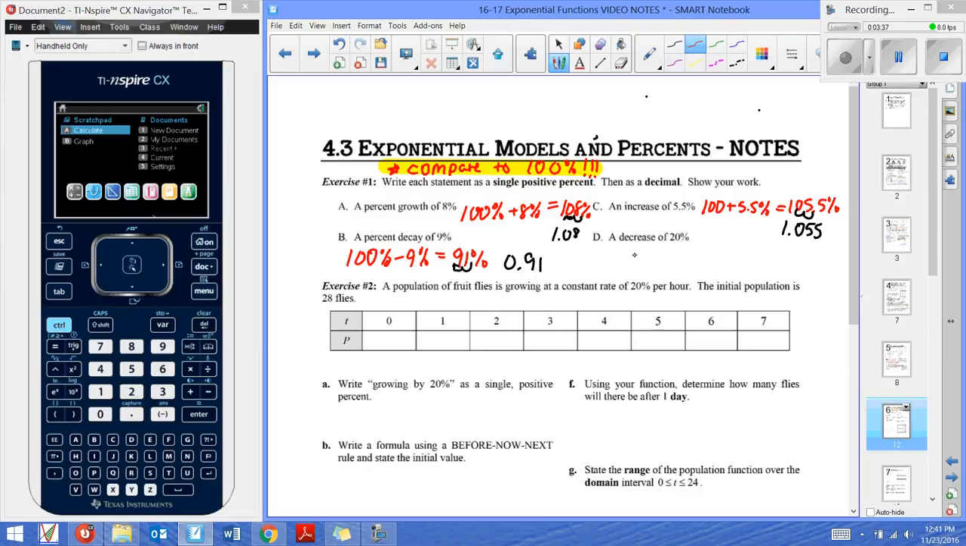All right, a decrease, so we are taking away 20%, again, from our 100, and we end up with 80%. Moving the decimal 2 spaces over, this would be 0.80 or just plain old 0.8. Potato, potato, means the same thing to me. We're going to use this concept of comparing to 100 throughout the rest of the time that we talk about exponential growth and decay when we deal with percent growth and percent decrease.